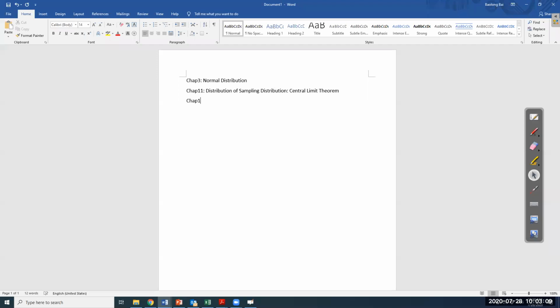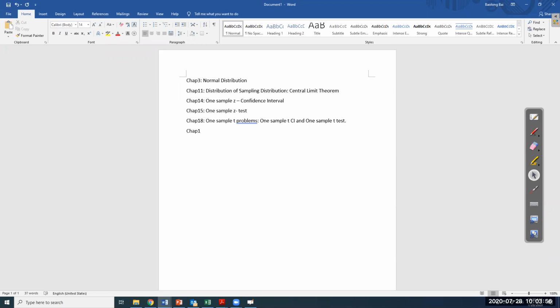And then we go to chapter 14. This is starting to work on inferences, and this is the first inference we learned. It will be one sample Z confidence interval. And then chapter 15 will be this one sample Z hypothesis test. And then chapter 18, this will be one sample T problems. Basically, you're going to have one sample T confidence interval and one sample T test.